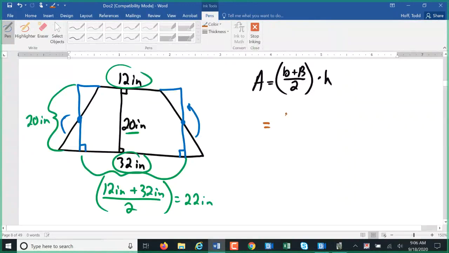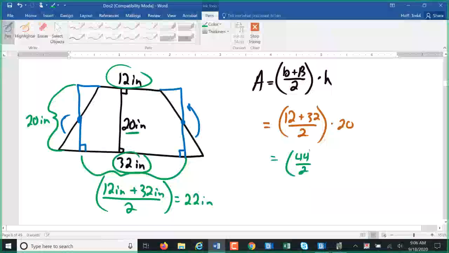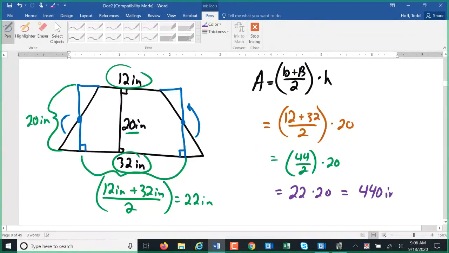So the area of this would be 12 plus 32 over 2 times the height of 20. So 12 plus 32 is 44. 44 divided by 2 is 22. Don't need the parentheses anymore. 22 times 20 is 440 square inches.